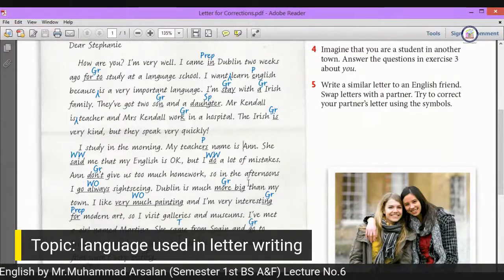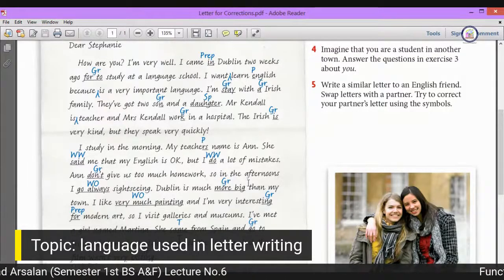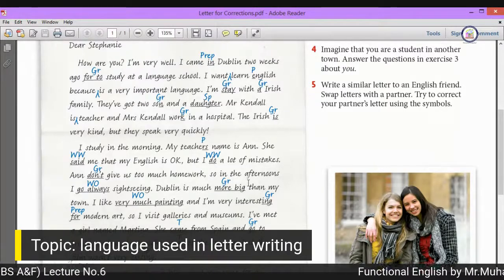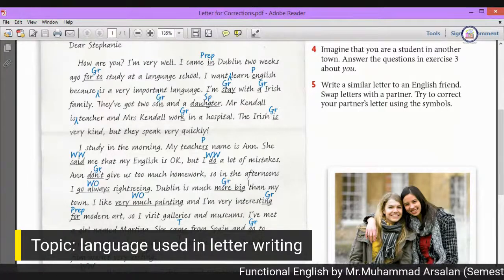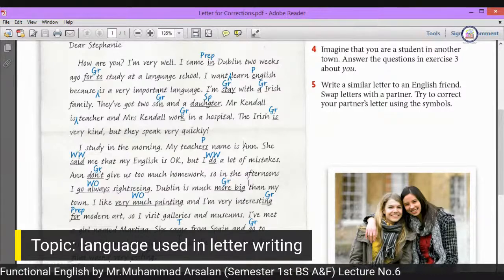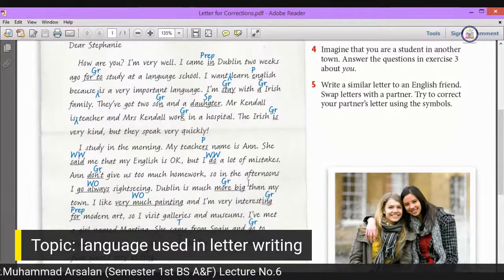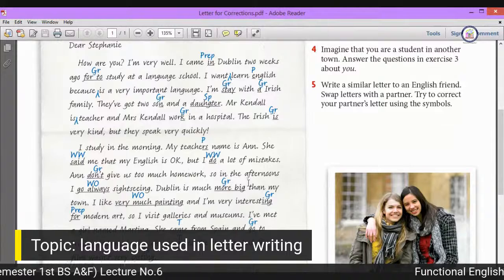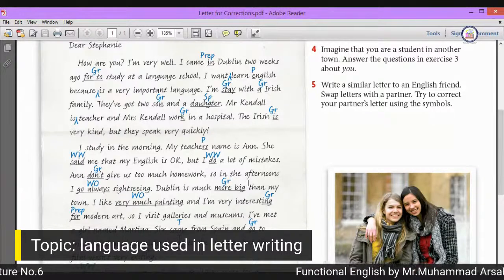Okay. So we have here the second paragraph. I study in the morning. My teacher's name is Anne. She said to me, she said me that my English is okay, but I do a lot of mistakes and don't give us too much homework.